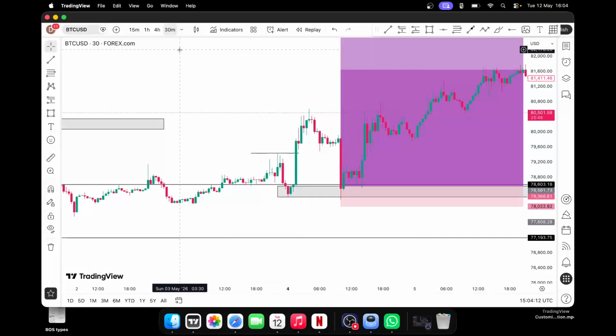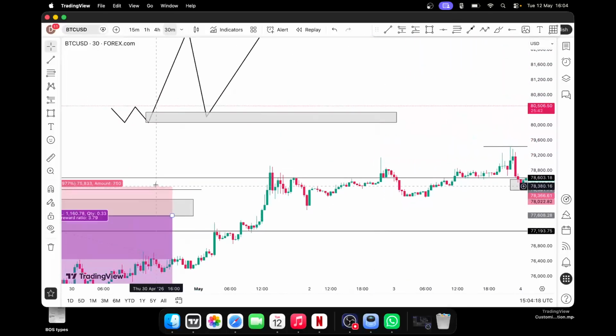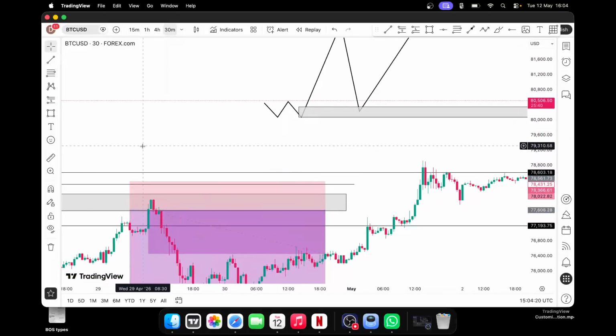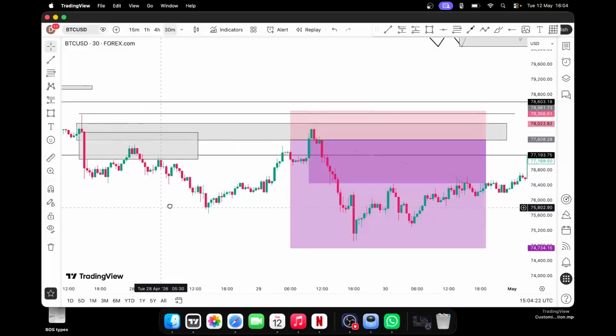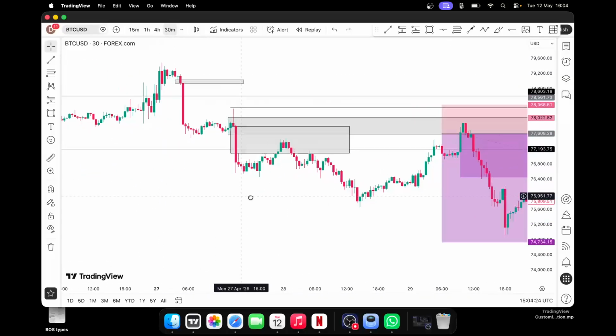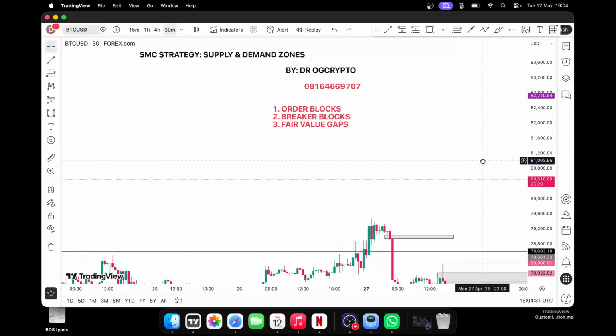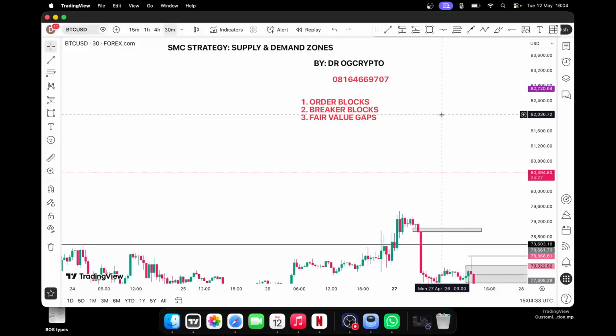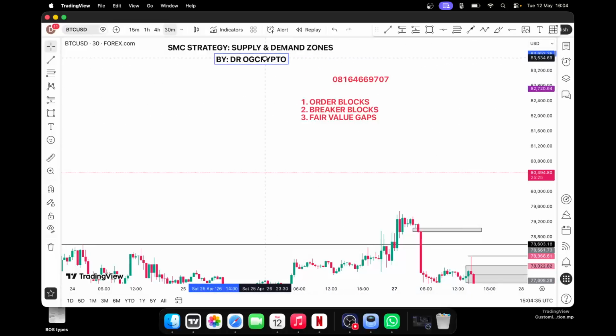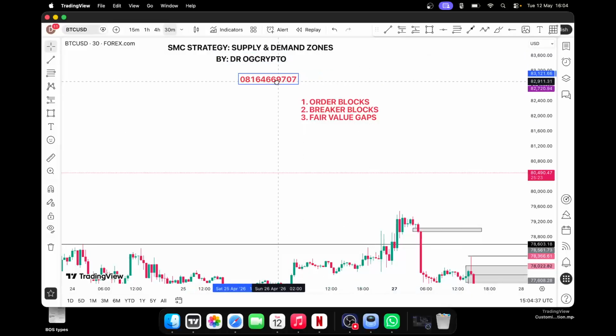Another thing is that there must be a break of structure. In all the examples I gave you, there was a break of structure. So there must be a break of structure. Number 3 is that if you spot a higher time frame order block and a lower time frame order block, you should take the higher time frame order block more seriously than the lower time frame order block.